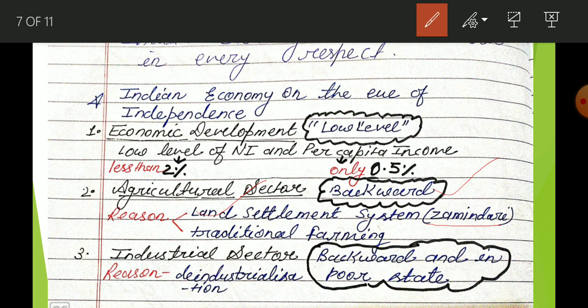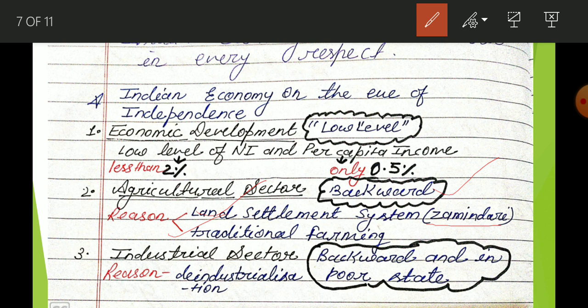But here, what type of agriculture sector did we have on the eve of independence? Backward. The agriculture sector was backward, and the basic reason is the land settlement system, meaning the zamindari system, and the second thing is traditional farming. We were doing farming in the traditional way. We did not have any modern equipment. We were not using any scientific way of farming at that time. That is the reason the agriculture sector was too much backward.